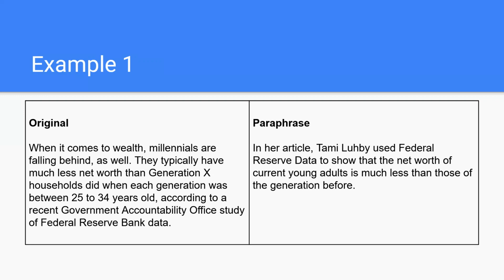And notice a couple of things that they do in the paragraph. First of all, they explain that Luby is using Federal Reserve data, and they do this at the beginning, whereas in the original sentence, this was done at the end. So that's a nice technique, kind of shifting the order of ideas, presenting the ideas in a different order. Also, notice how they don't use the terms millennials or Gen X from the original. Instead, they change the wording. So instead of writing millennials, they use this term current young adults. And instead of saying Gen X, they say the generation before. So these are nice substitutions.